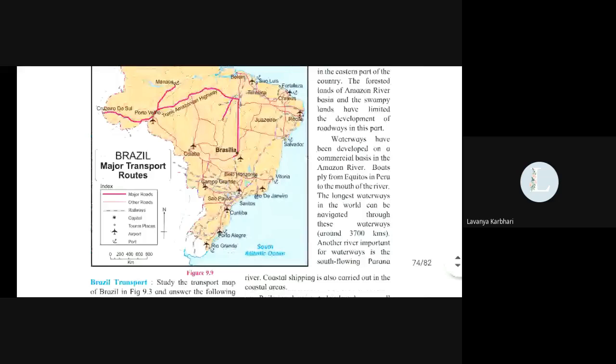Okay, so let's see which means of transport are seen on the map. तर मॅप कोणकोणत्या प्रकारचं ट्रान्सपोर्ट आपल्याला दिसतंय. Okay, you can see the index over here. That is major roads, railways, airport and port. So railways, you can also see airports. Okay, airlines, roads, airways and railways. So these are three major transport facilities in Brazil.